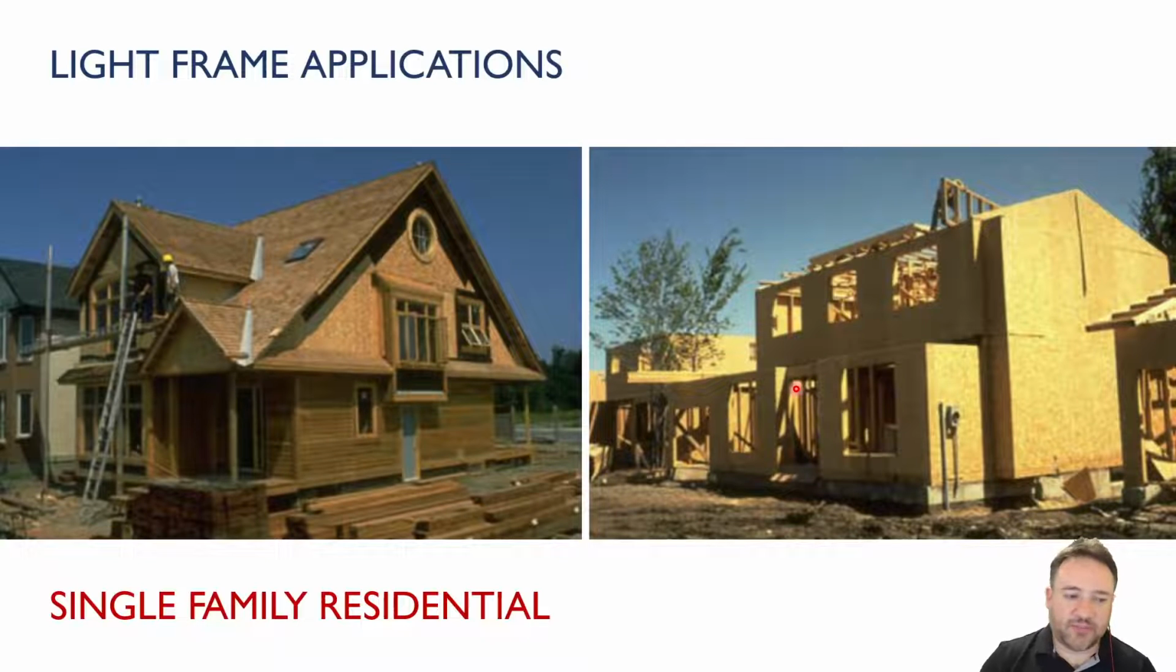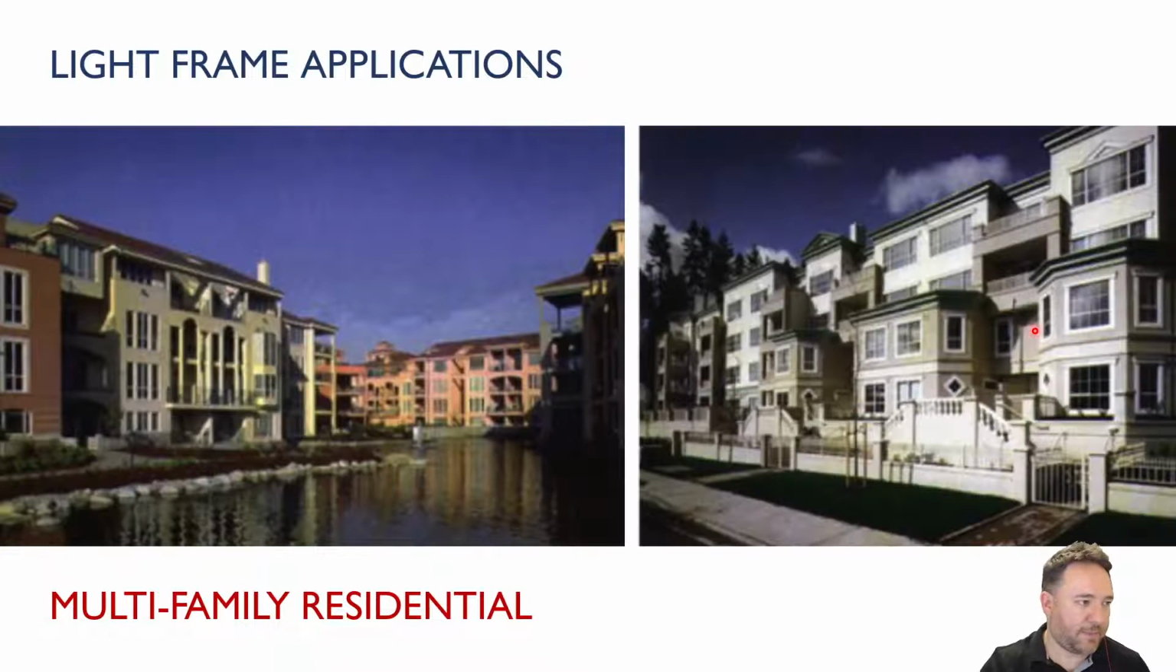So where do we see light frame structures? Mostly single family and multi-family residential. So, you know, single family houses or semi-detached or attached housing. And this is what it looks like. Everybody knows what houses look like, but that's a house without its clothes on, so to speak, on the right. So you can see all the studs on the inside, and on the outside here is an OSB sheathing, which is a common material to use for nailing to the outside of this wall, which also provides lateral resistance.